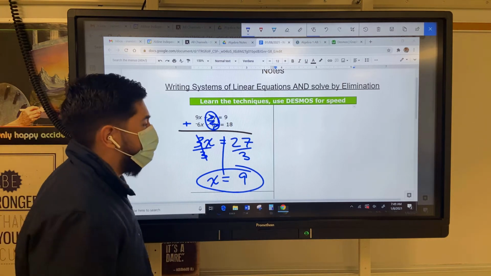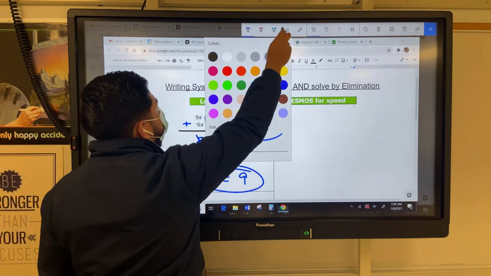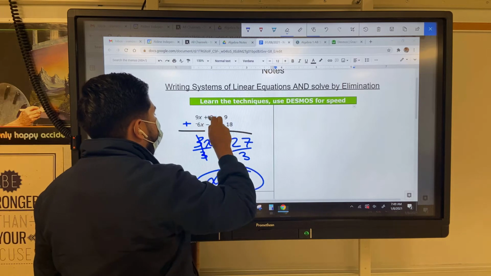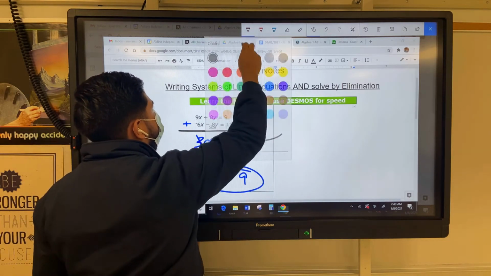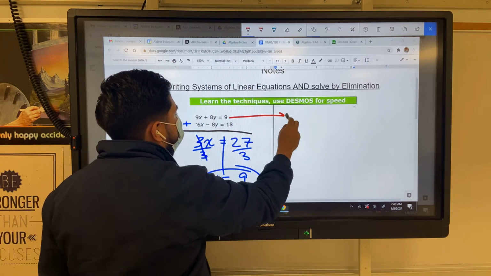That's my first part. Next, let me erase this real quick because we need to use one of these equations. I'm going to use the first equation.